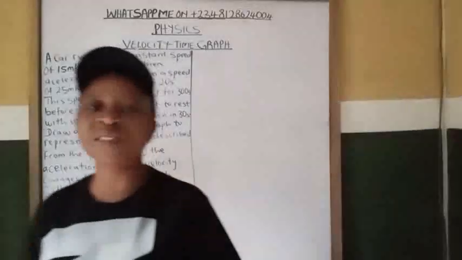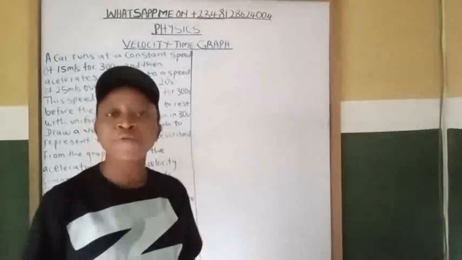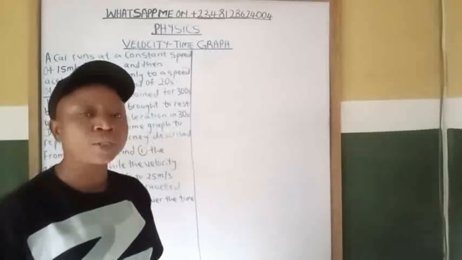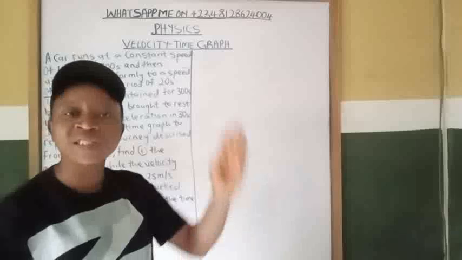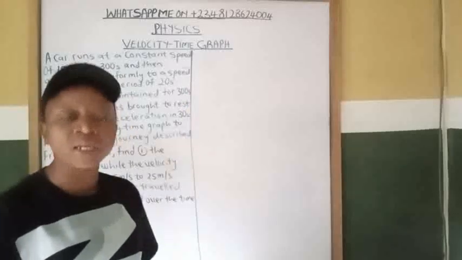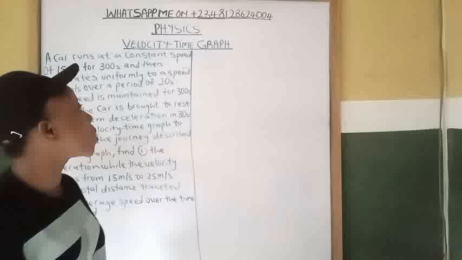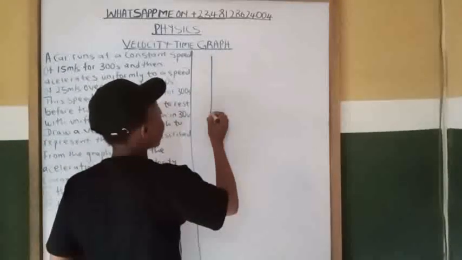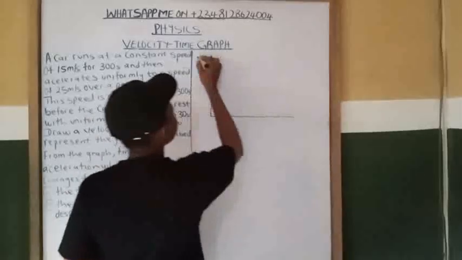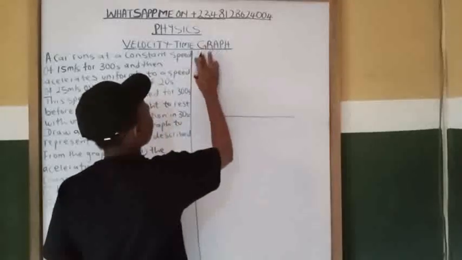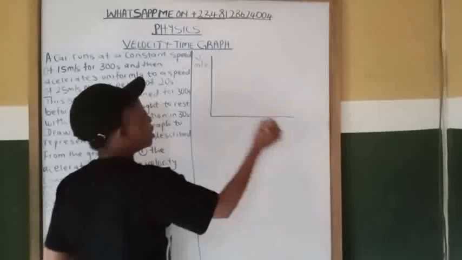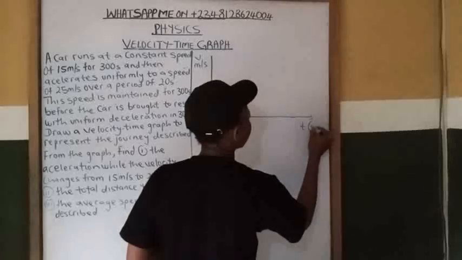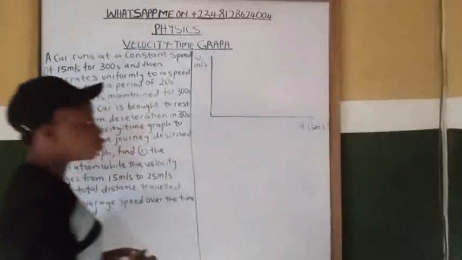Now, to draw a velocity time graph from a word problem, the first step that you need to take is to draw your velocity axis and your time axis. So your velocity axis will be on the vertical line, then your time axis will be on the horizontal line. So let's do that first. This is our velocity axis in meters per second. Then our time axis on the horizontal line, and time is in seconds. That is the first step to take.